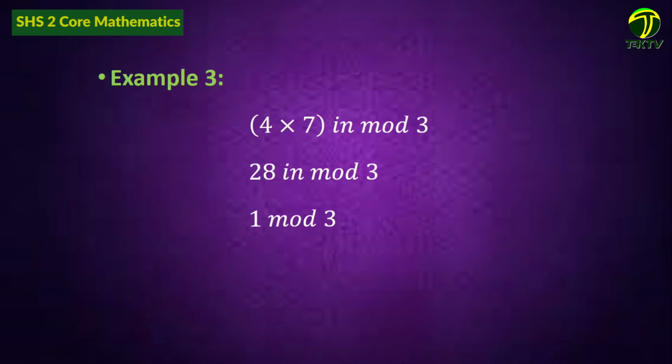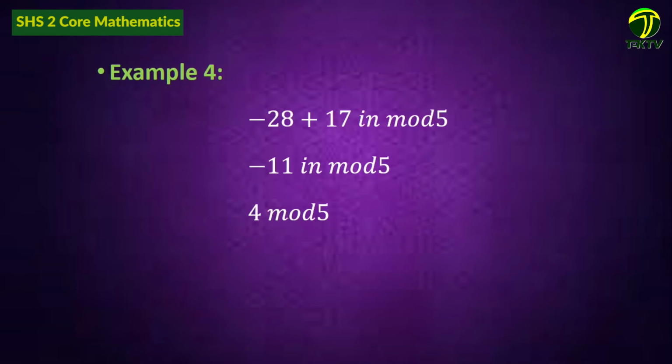4 times 7 in mod 3. First, 4 times 7 is 28. And 28 in mod 3 is what? 1. So it means 4 times 7 in mod 3 is 1. You look at negative 28 plus 17. Leave your answer in mod 5. Negative 28 plus 17. But the answer should be in mod 5.